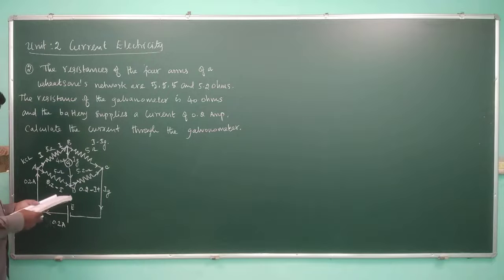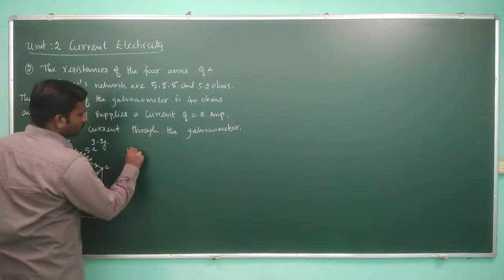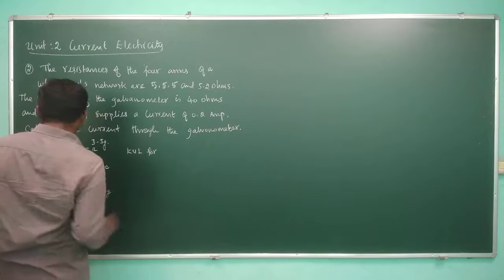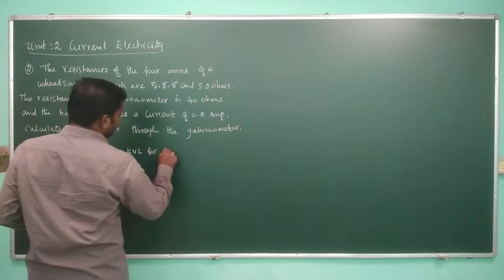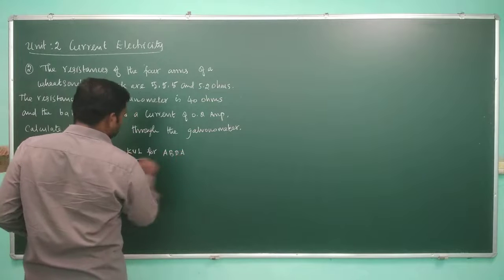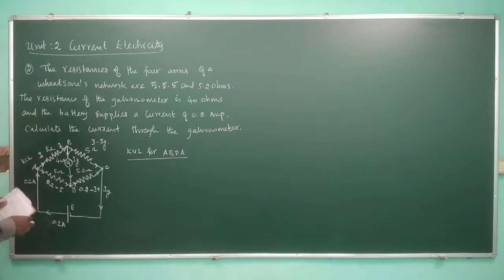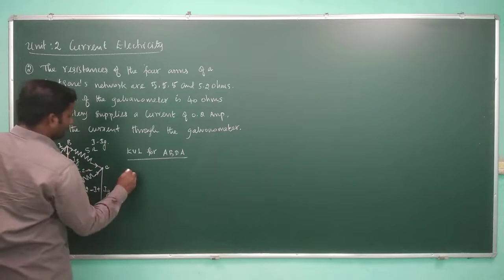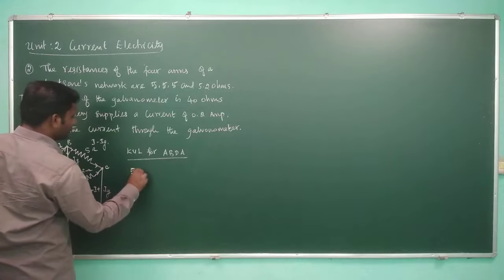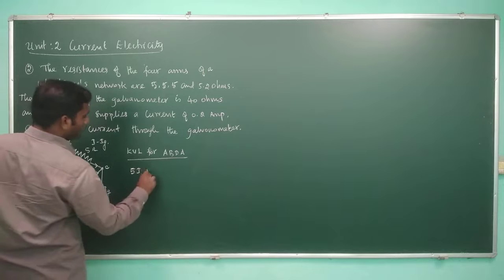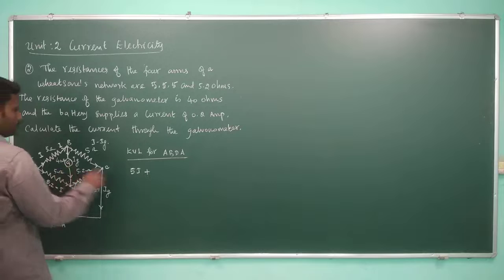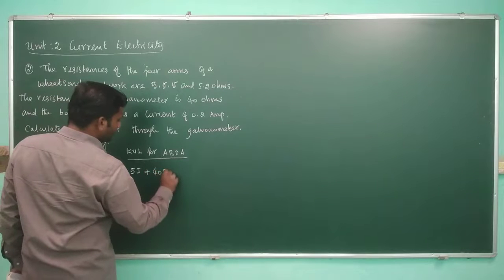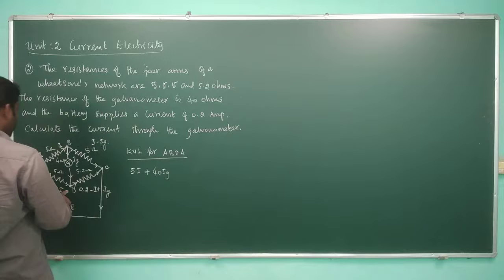Now, how to solve this? First we have to apply Kirchhoff's voltage law for the loop A, B, D, A. What is that? AB, what is the voltage? 5 ohms into current I, plus BD, it is 40 ohms into Ig, then DA.